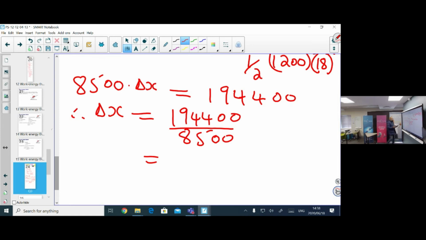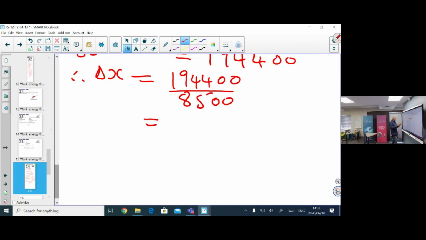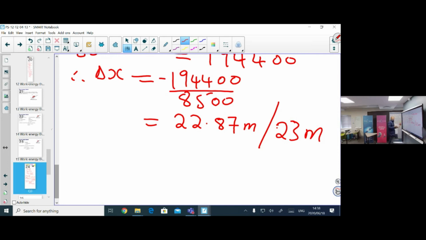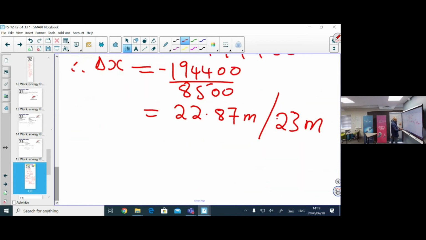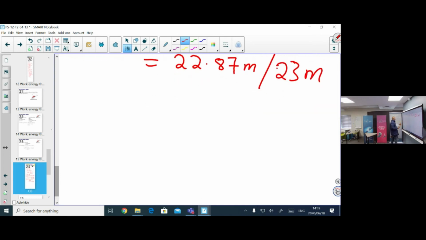This is equal to 22.87 meters, or you can say it is equal to 23 meters. Okay, if you can just look at that, you can't have a distance that is negative. We know that we have minus 22.87 meters, or you have to say it is 23 meters. Okay, we got 1. Now you have to calculate. Let us prove it. That is 23 meters.